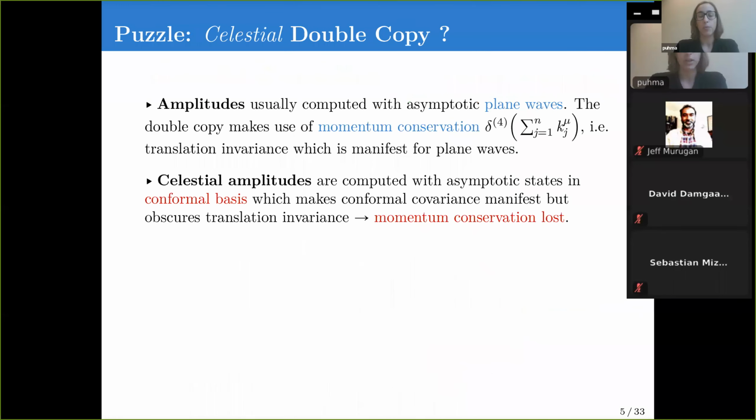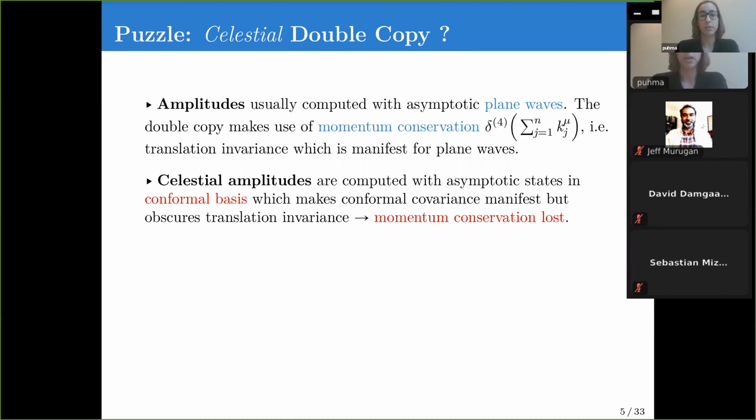Okay, so the question that I want to address now is whether there exists a double copy notion for celestial amplitudes. And so, of course, since, as I mentioned, going from the usual amplitudes to celestial amplitudes involves a change of basis of the asymptotic states, you would expect that fundamental properties of amplitudes survive such a change of basis. But the thing is that usually when we use amplitudes with asymptotic plane wave states, the double copy makes heavy use of momentum conservation, so of this delta function in momentum.